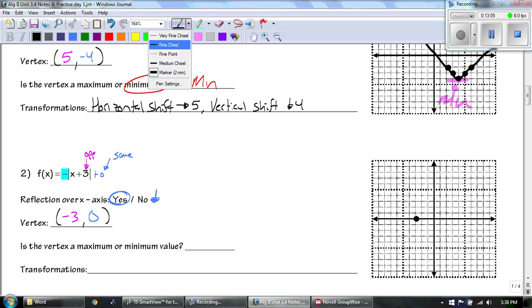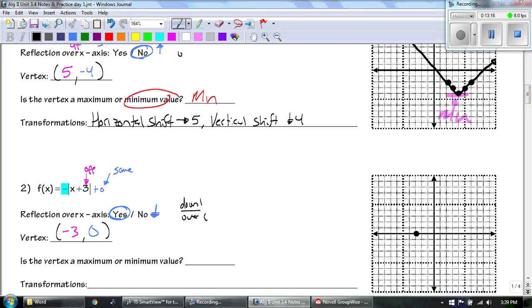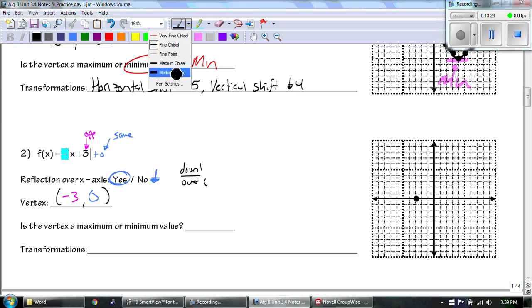And now since there's a reflection, I would go down 1 over 1. Whereas before, sorry, I didn't write it down here, we went up 1 over 1 in both directions. So I'm going down 1 over 1, down 1 over 1. And I'm doing that in both directions to make my V. And then I'm using my ruler, my straight edge, to graph.